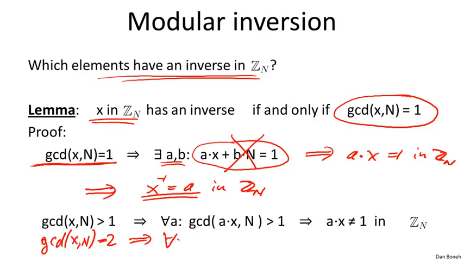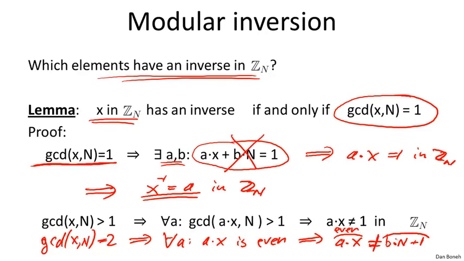Well, for all a, we know that a times x is going to be even. And the reason we know that is because 2 divides x and 2 divides n. Since 2 divides x, 2 is also going to divide a times x, and therefore a times x must be even. But what that means is that there's no way that a times x is equal to 1 modulo n. In particular, there's no way that a times x is equal to b times n plus 1. This simply can't happen. This equality must not hold, because this side happens to be even, as we said.